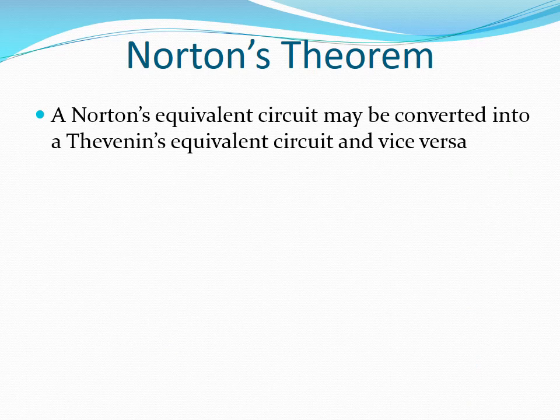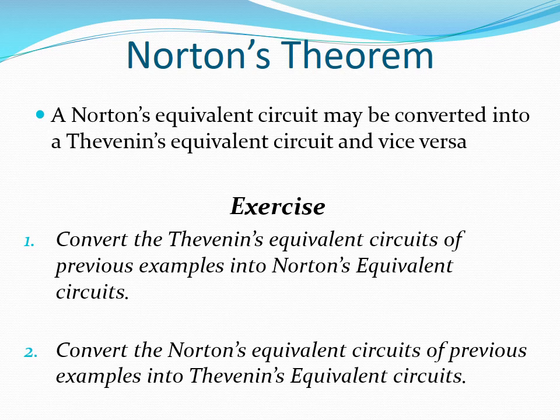A Norton's equivalent circuit can be converted into a Thevenin's equivalent circuit. Likewise, a Thevenin's equivalent circuit can be converted into a Norton's equivalent circuit. The Norton's impedance is equal to the Thevenin's impedance. As an exercise and on your own, do these questions. 1. Convert the Thevenin's equivalent circuits of previous examples into Norton's equivalent circuits. 2. Convert the Norton's equivalent circuits of previous examples into Thevenin's equivalent circuits.